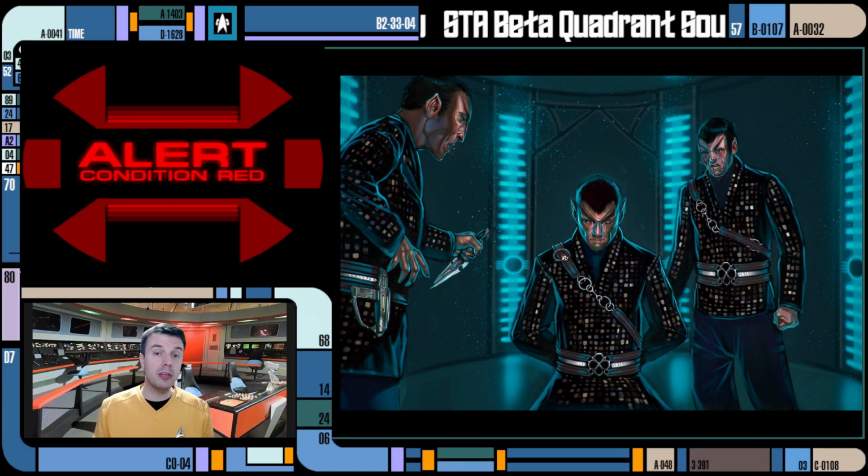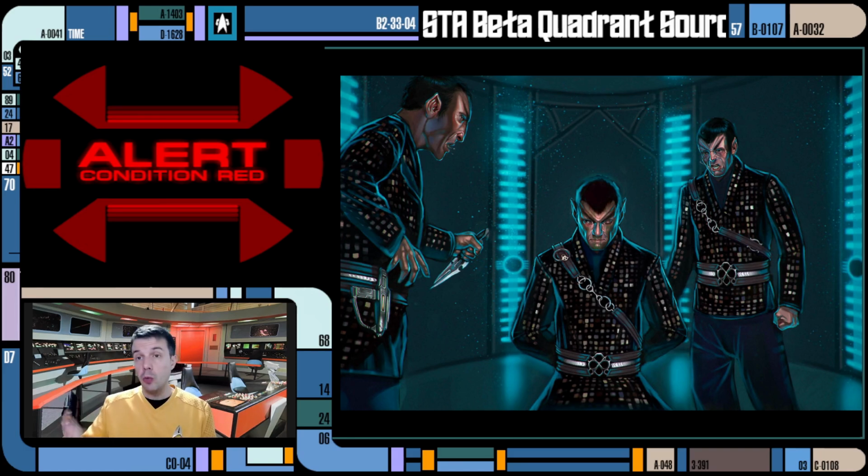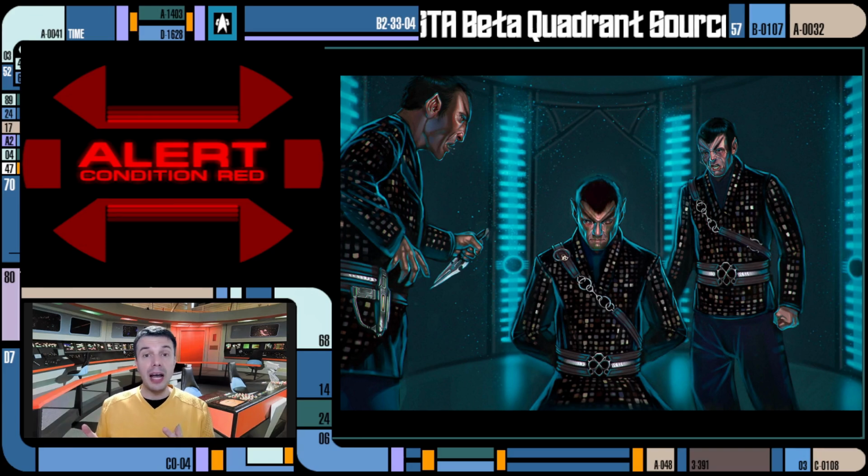This is the best resource you could have. Again, when you're paired together with the Federation, with the Klingon, you have this all in one book. That's what makes this such a great resource.